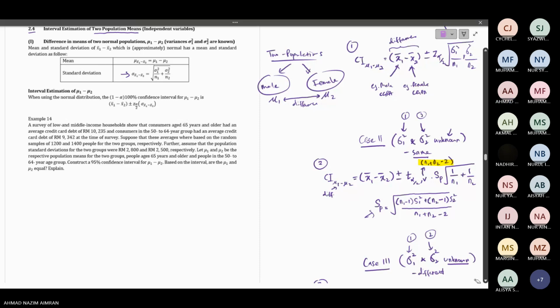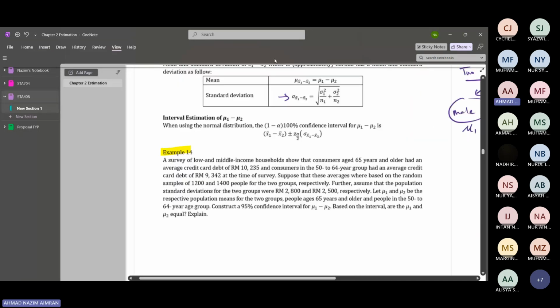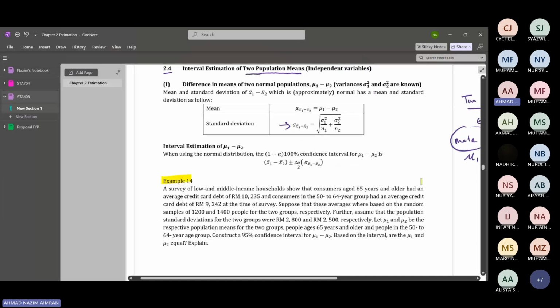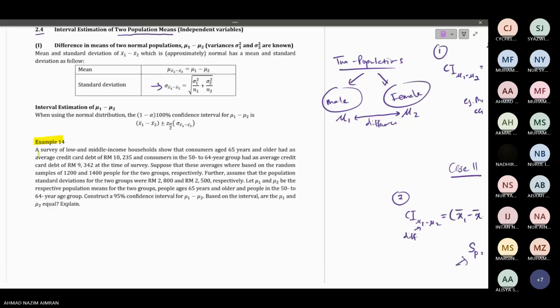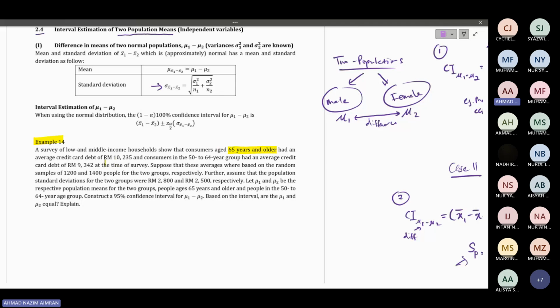Okay, now let's look at example 14. A survey of low and middle income households shows that consumers aged 65 years and older had an average credit card debt of RM 10,235, and consumers in the 50 to 64 year group had an average credit card debt of RM 9,342 at the time of the survey.